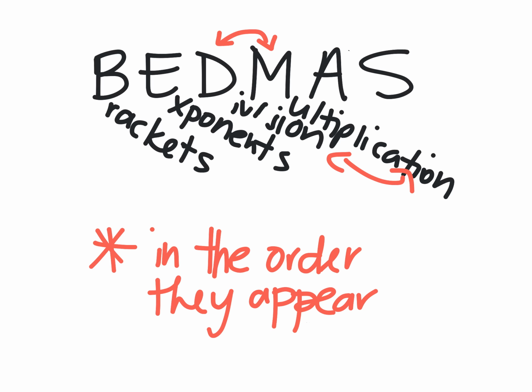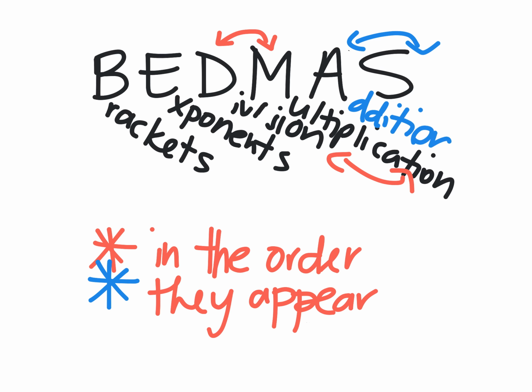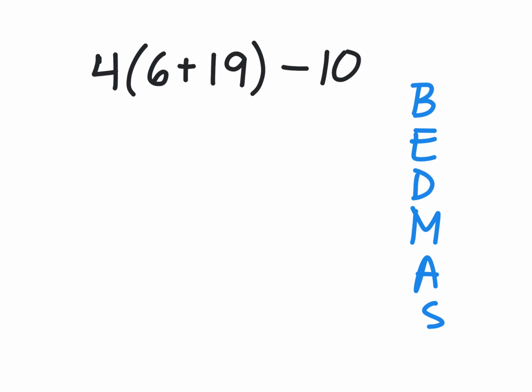Do you understand that? The same thing goes with A and S. What do you think A and S stand for? Addition, subtraction. Good, perfect. So once again, if subtraction appears first in the question, then you do subtraction and then addition. So these two are interchangeable, in the order that it appears. Okay? Does that make sense? So we're going to start with this question.